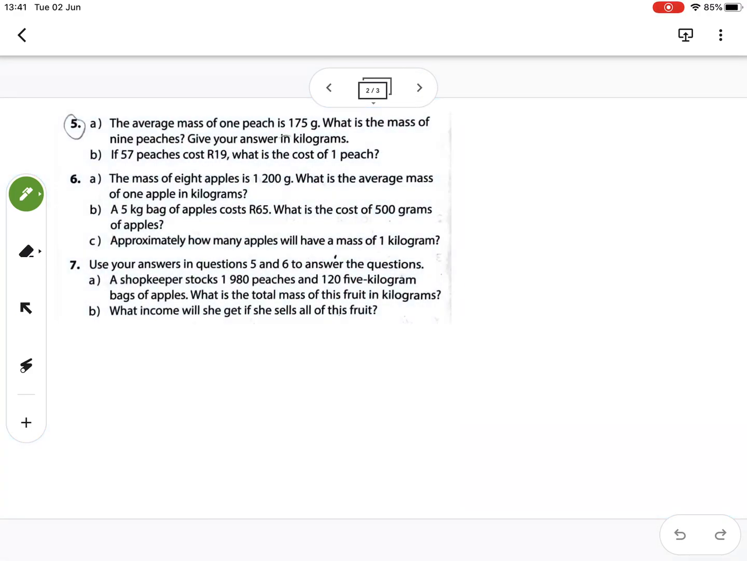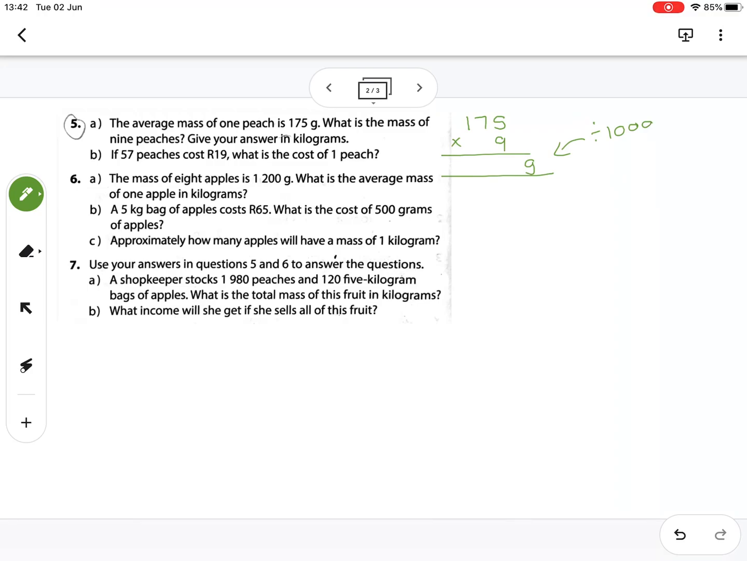Okay. Number 5. The average mass of one peach is 175. What's the mass of 9 of them? Give your answer in kilograms. So here you just want to times that by 9. And again, go use your column. Let me show you. Remember to use your column method there, your long multiplication. Okay. Once you've got that, remember your answer is now in grams. And to take grams to kilograms, you need to divide by 1,000, and then you've converted it back to kilograms.